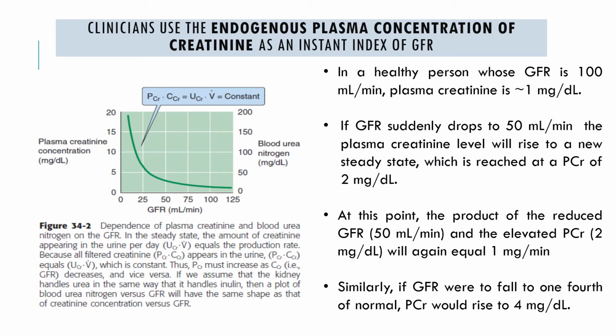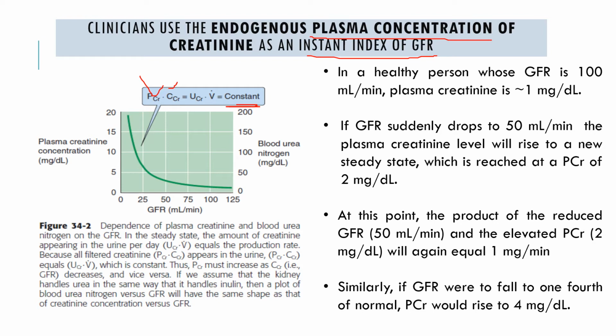Now clinicians use, in addition to the creatinine clearance, the plasma concentration of creatinine, which is also a very good indicator of GFR, of how the kidney is functioning, whether the filtration is good or not. So from this curve we can say that the plasma concentration of creatinine and the creatinine clearance, that is the GFR, equal the amount that is excreted out. It is constant.